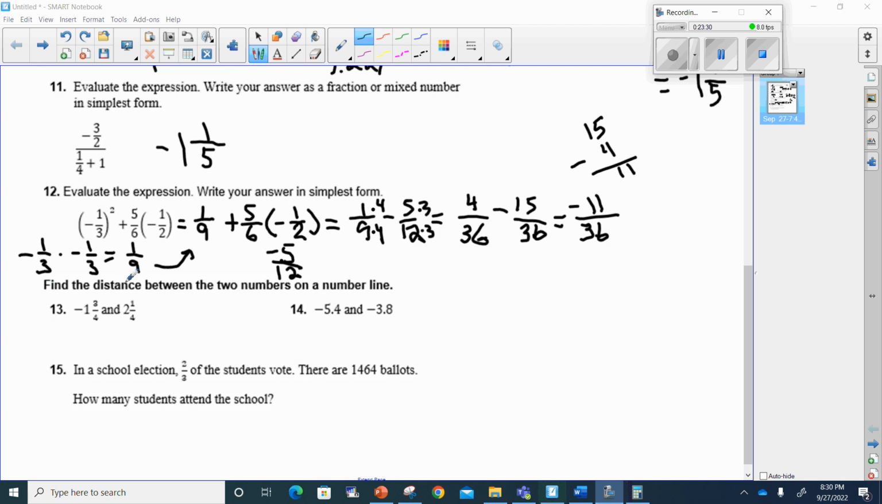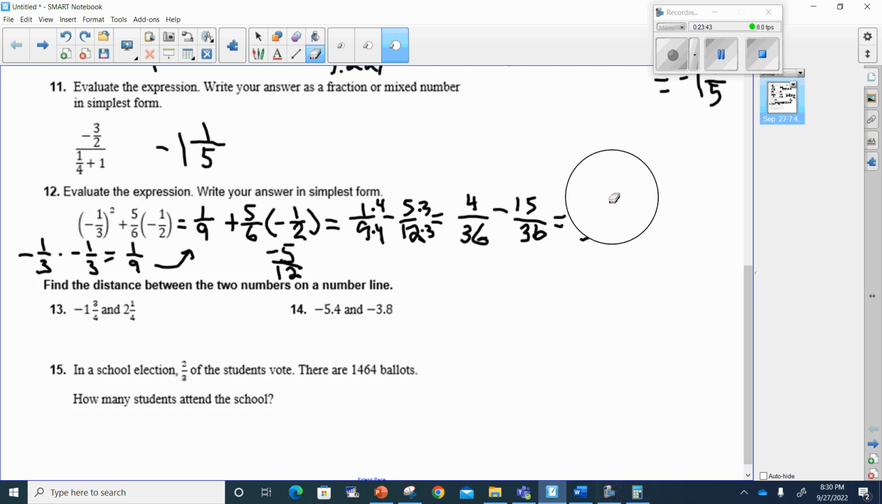All right, number 13 says, find the distance between the two numbers on the number line. Well, notice this number is negative and this one's positive. Let's take a look at that for a second, and make some room over here to make a number line.